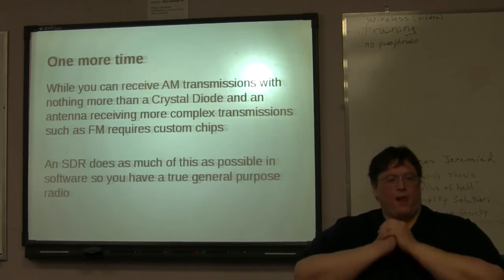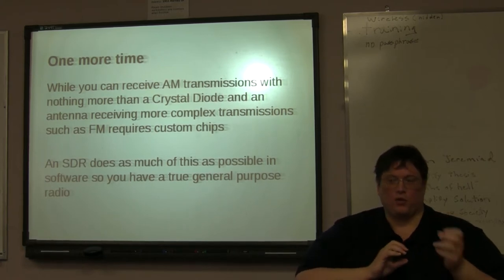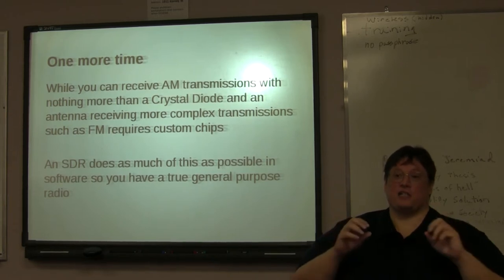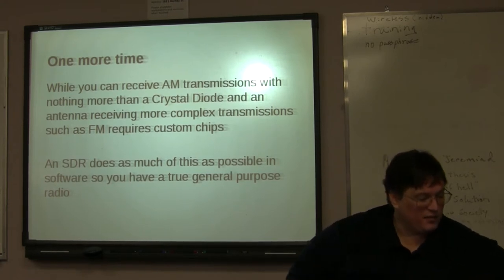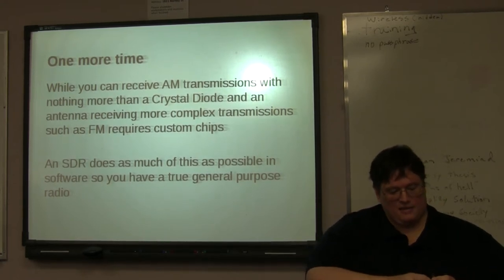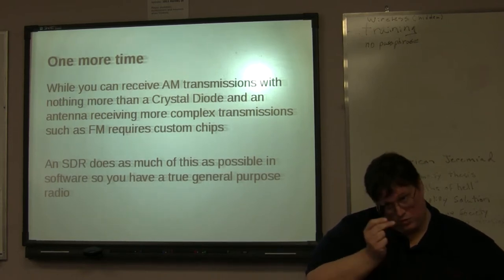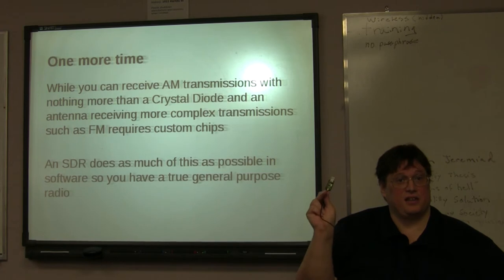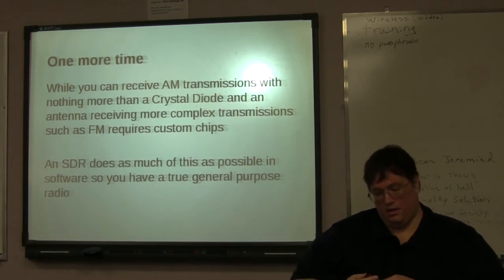While you can receive AM transmissions with nothing more than a crystal diode and an antenna, receiving more complex transmissions such as FM requires custom chips. An SDR does as much of this as possible in the software, so it uses as few chips as possible. If you look at the actual contents inside this EasyCap TV, you'll see there's pretty much a capacitor, the RTL2832 chip, and a couple other pieces, and it's next to nothing for what it can do. The biggest chip's probably the USB interface. Yep.